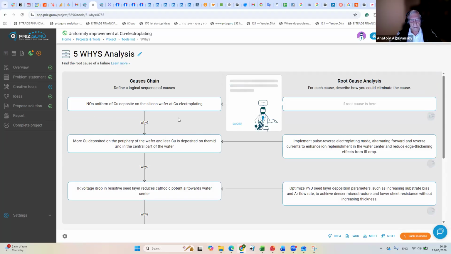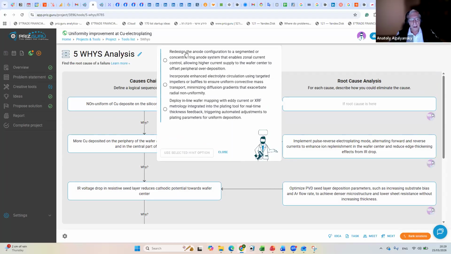And this one, non-uniform, what can he tell us? Redesign anode configuration, deploy inline wafer mapping, XRF. I don't like any of them. I don't like it.